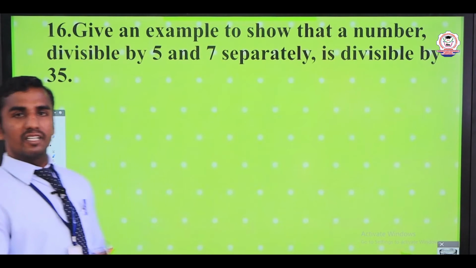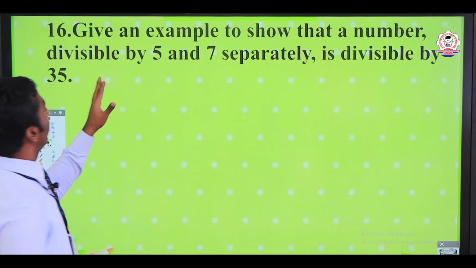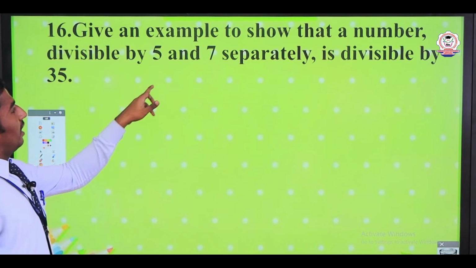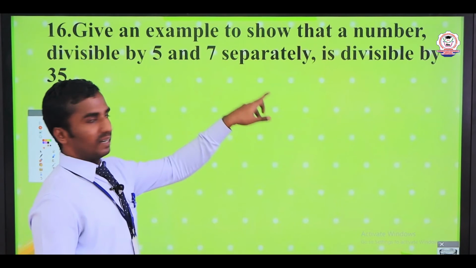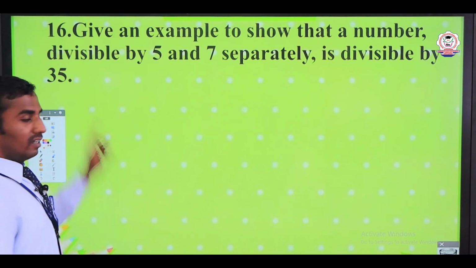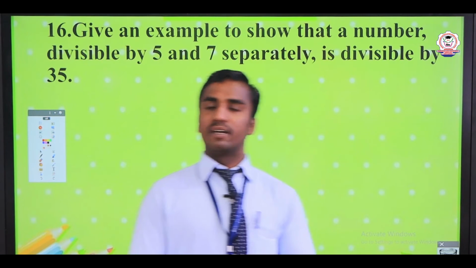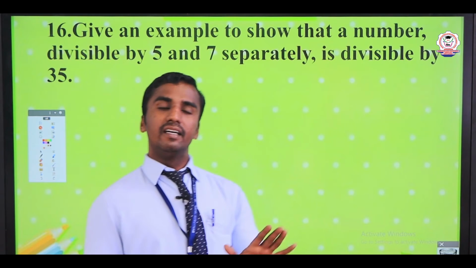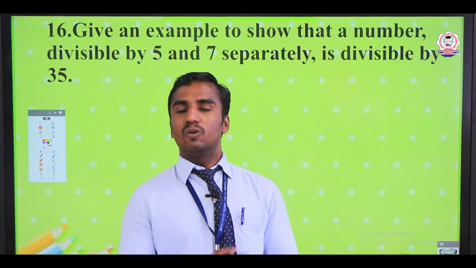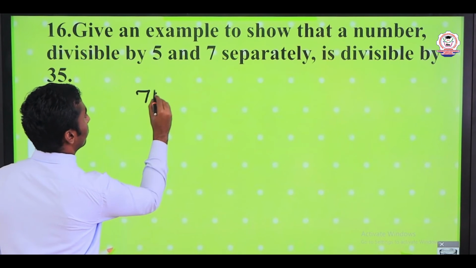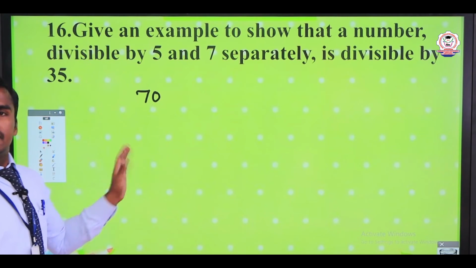So next one, question number 16. Give an example to show a number divisible by 5 and 7 separately is divisible by 35. So divisible by 5 and divisible by 7. We have to check divisible by 5 and divisible by 7. So I take the number 70.